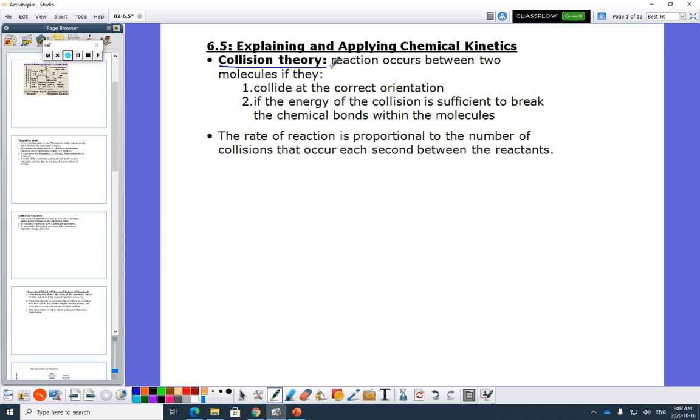And now we're considering, are the conditions correct for particles to collide? Do they collide at the correct orientation, so are they in the correct 3D configuration? And do they have enough energy to break the bonds in the other molecules? We talked about last unit that every single time a reaction occurs and you break bonds, that requires energy. And then the rate of reaction is proportional to the number of collisions that occur each second.